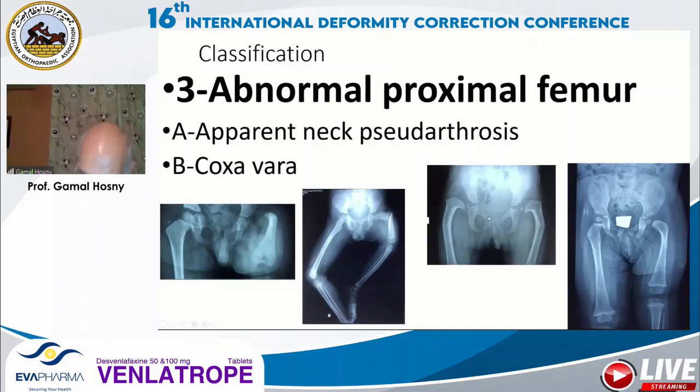Type B, you have coxa vara. You see coxa vara, this is bilateral. In this case, type 3. So type 3, we have A, apparent neck pseudoarthrosis, or B, coxa vara.